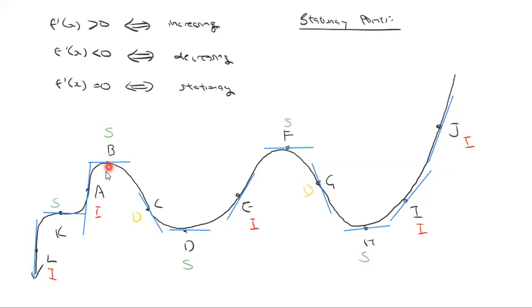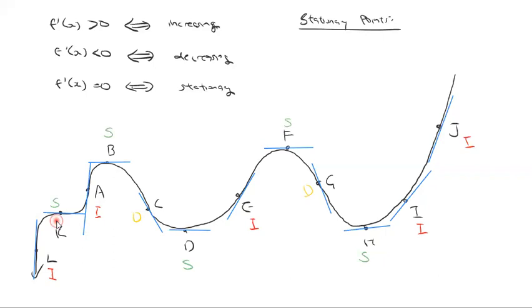What about D? Is D a turning point? Yes. Is F a turning point? Yeah. Is H a turning point? Yeah. Are all stationary points turning points? No. So what is not a turning point but is a stationary point? The K? Yeah. So K is an example of where it's not a turning point.